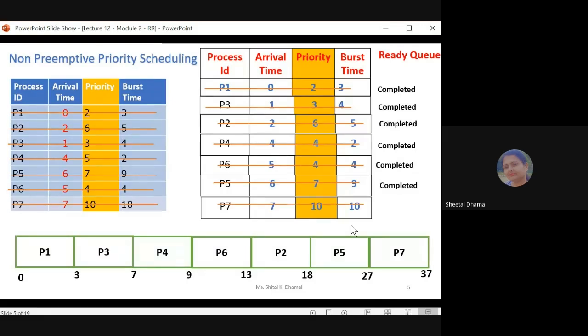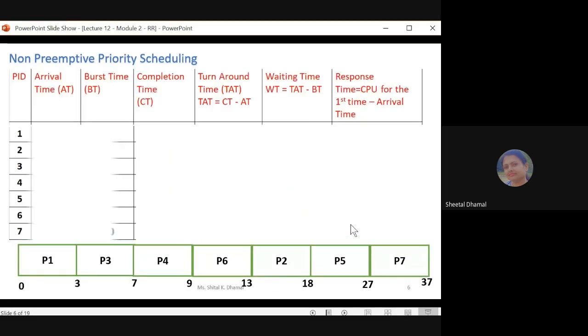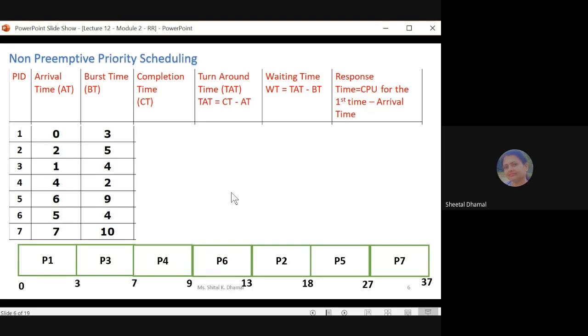So this is the Gantt chart. Now cut process P7 from the ready queue and write it as complete. This is your Gantt chart, and now you have to find the completion times. Completion time for the process P2 is 18, P3 is 7, P4 is 9, P5 is 27, P6 is 30, and P7 is 37. Calculate the turnaround time.